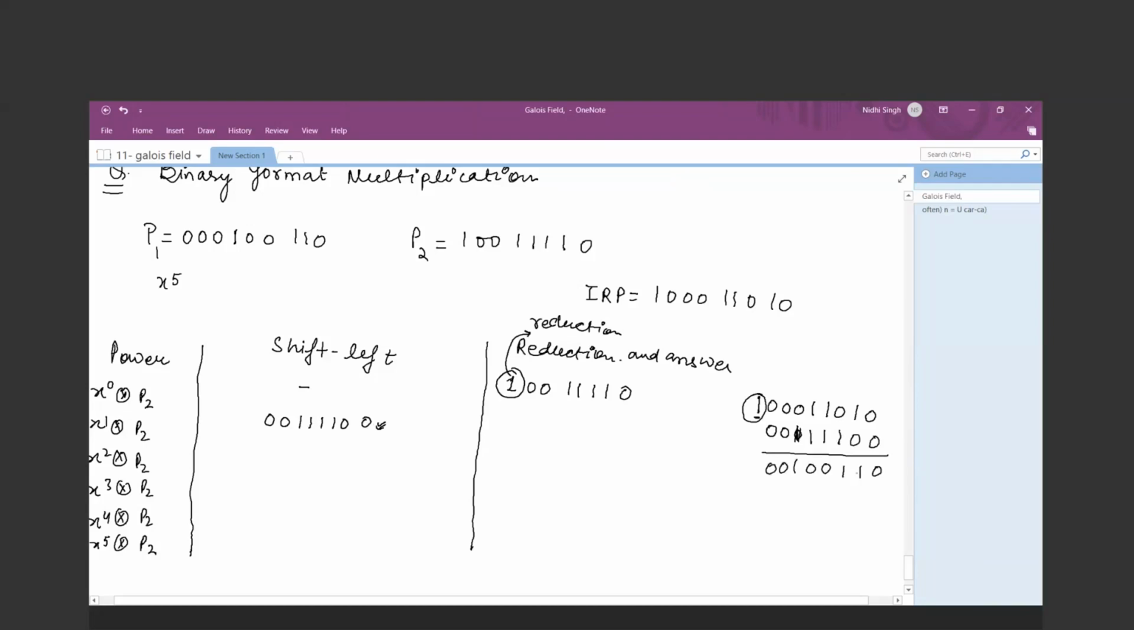And after performing the XOR operation, whatever you have skipped, the value of 1, you have to add that value in the last. So what will be your final answer? That is 0 0 1 0 0 and 1 1 1, and it will be pasted over there.